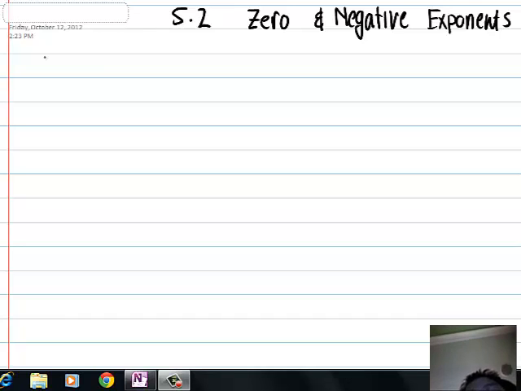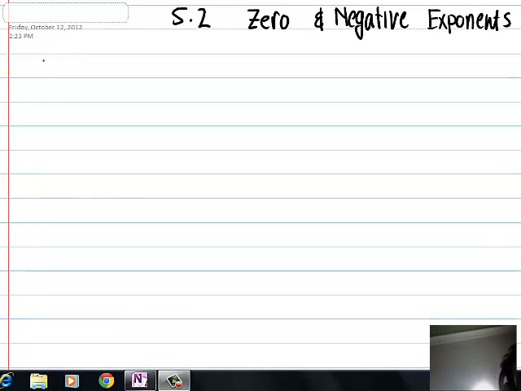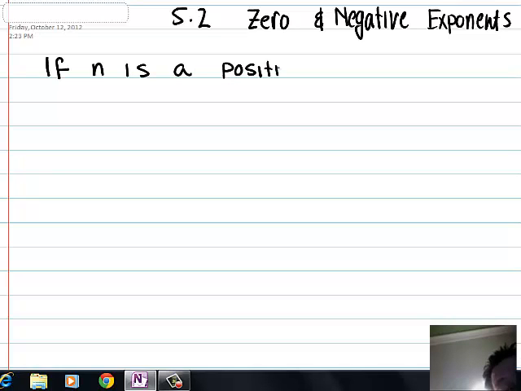In today's lesson we're going to talk about zero and negative exponents. Recall that in 5.1 we talked about some of the laws of exponents that deal with quotients. Today is just a few more additional pieces of information on those laws. So first, if n is a positive integer, and the a value is a non-zero number, then here's what we know.